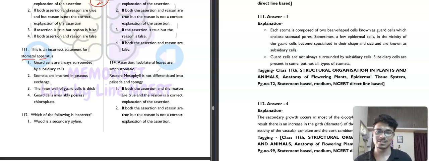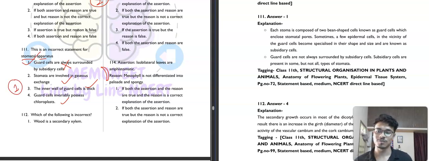It is saying that guard cells are always surrounded by subsidiary cells. Is it necessary? No, this is not necessary. When guard cells are involved in gaseous exchange, we know, we have been reading from class 2-3, the inner wall of the guard cell is thick, definitely it is something like this. And guard cells invariably possess chloroplast, obviously correct. So the incorrect one is the first option.